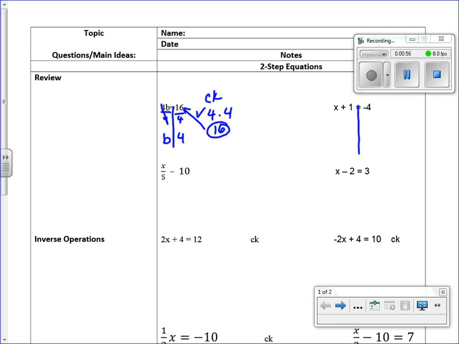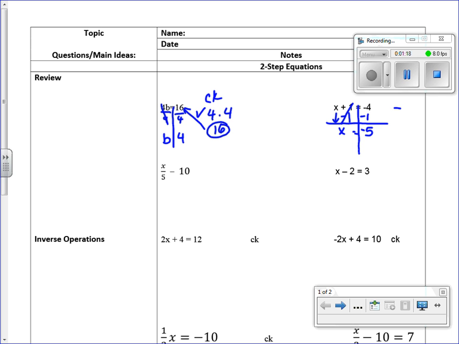And the same here, I have x plus 1 equals negative 4. I draw my line. The opposite of plus 1 is minus 1. Whatever I do to one side, I do to the other. These guys cancel. I'm left with just x. And then negative 4 minus 1 is going to leave me with negative 5. So x equals negative 5.